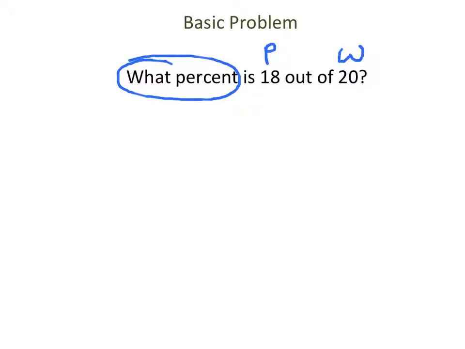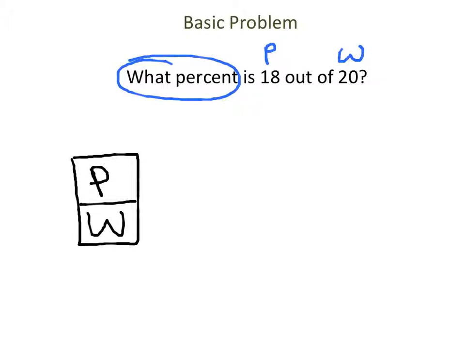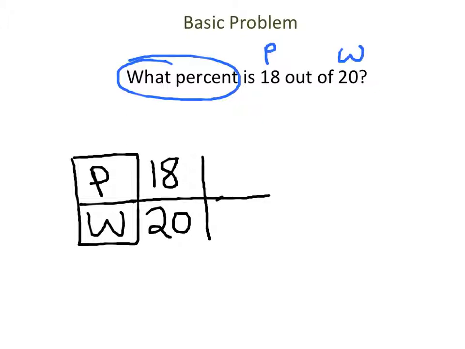Now I'm going to set up a ratio table, and remember, percentages are ratios, and specifically they're part to whole ratios. And in my table, I know the ratio 18 out of 20. 18 is the part, 20 is the whole. It matches with what I've labeled. And I also know that I'm trying to get a percentage. So I don't know what the part is up here, but I do know that I'm trying to get it to be out of 100.